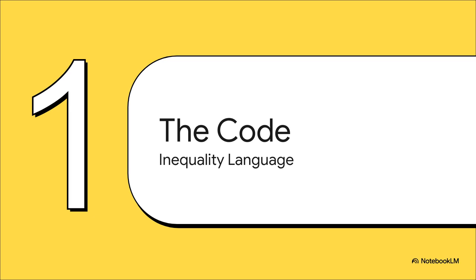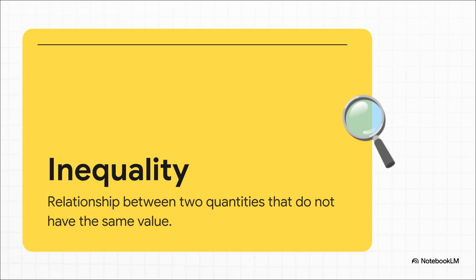All right, let's kick things off with Section 1, the code, learning the language of inequalities. You know, we spend so much time in algebra absolutely obsessing over the equals sign. But what happens mathematically when two quantities just aren't perfectly equal to one another? Well, that brings us right to our foundational definition. An inequality is simply the relationship between two quantities that do not have the same value. It's basically an expression that tells us about the relative size of values. So instead of saying A exactly equals B, an inequality lets us confidently state that A is larger, smaller, or at a specific limit compared to B. It's all about comparing those relative sizes.